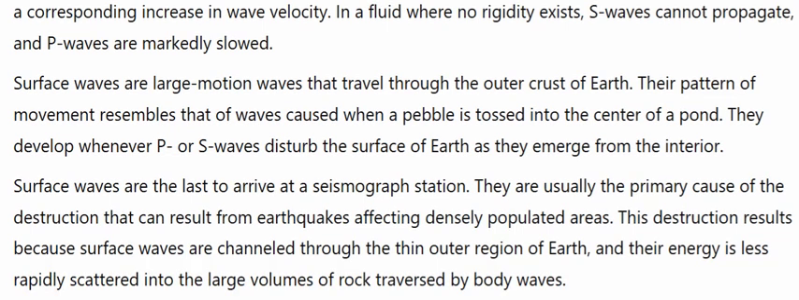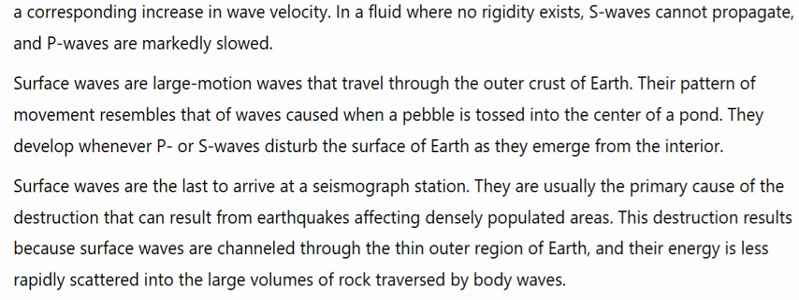Surface waves are large motion waves that travel through the outer crust of Earth. Their pattern of movement resembles that of waves caused when a pebble is tossed into the center of a pond. They develop whenever P or S waves disturb the surface of Earth as they emerge from the interior. Surface waves are the last to arrive at a seismograph station.